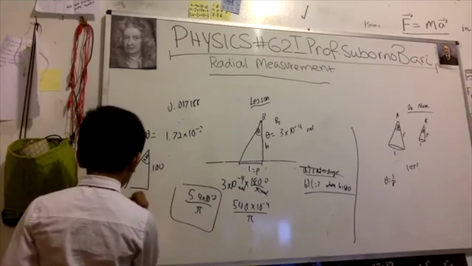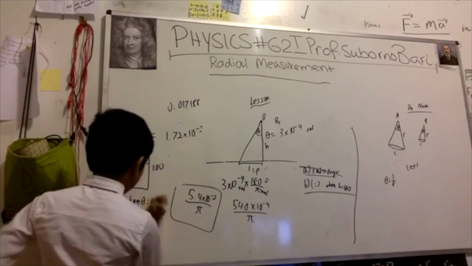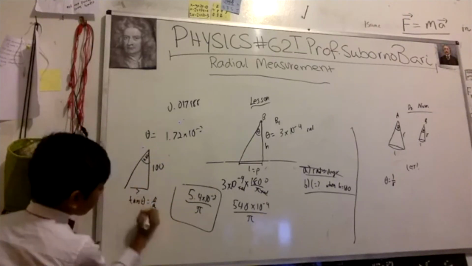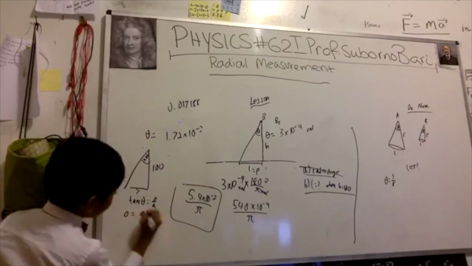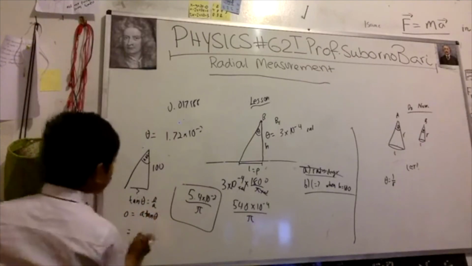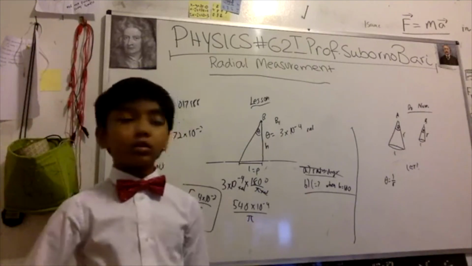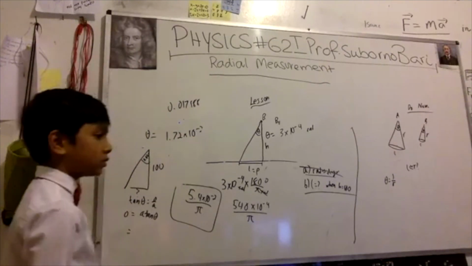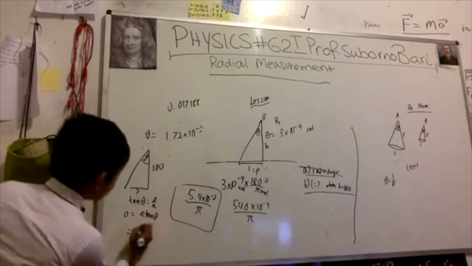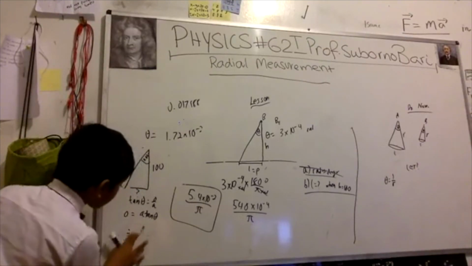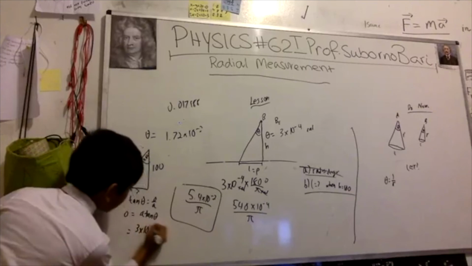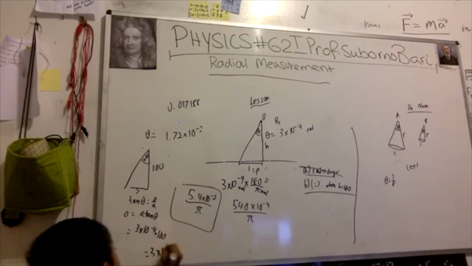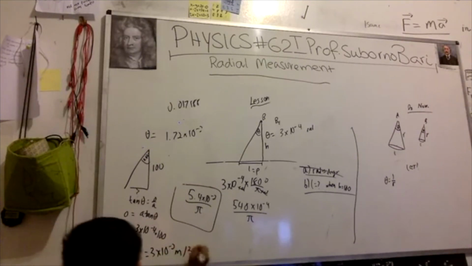So tan theta is equal to opposite over adjacent. Opposite is what we're trying to find. So what is tan of 0.02? It's 0.0003, so 3 times 10 raised to the negative 4, times 100, which is equal to 3 times 10 raised to the negative 2 meters, or 3 centimeters.